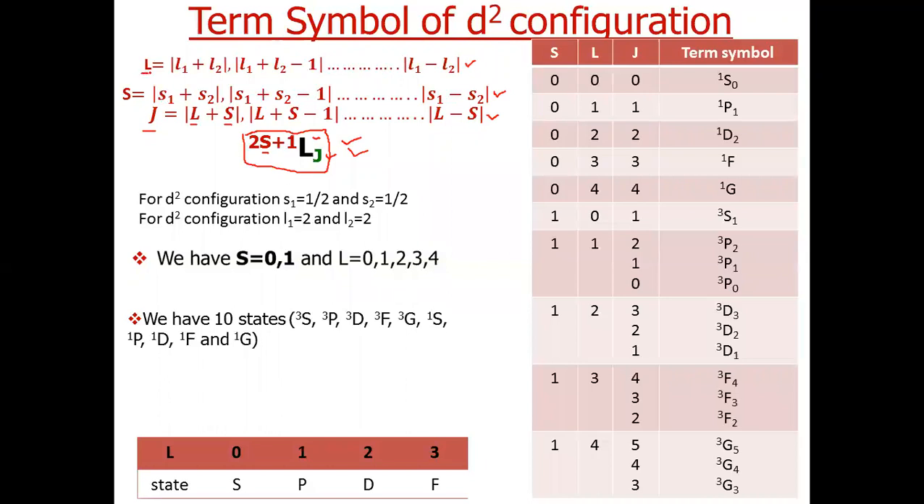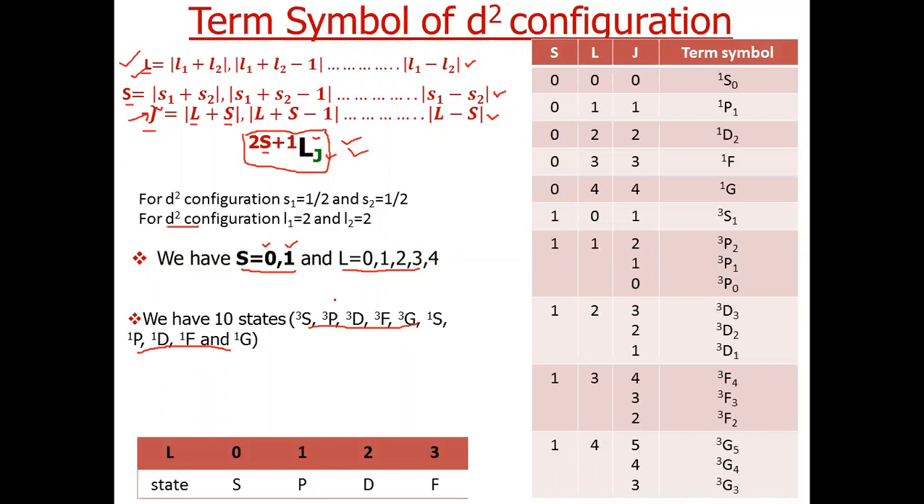I have already discussed in detail what these terms mean and how they are calculated in my previous lectures. I have kept the link of those lectures in the description section, so please see there. Now if we apply these formulas to a d2 configuration, then we can have two values of capital S. S can be either 0 or 1, whereas L can have five values: 0, 1, 2, 3, 4. So these values of S and L lead to 10 term states possible for a d2 configuration.